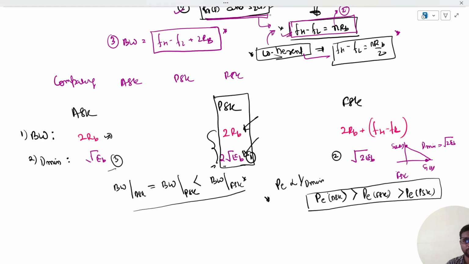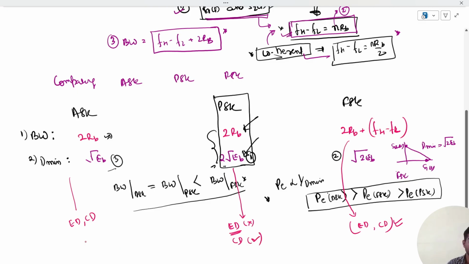PSK is generally used. Also, in ASK, we cannot demodulate using ED, so we use the coherent detector. Here, demodulation with ED is possible, with coherent detector is possible, and also in FSK, as in the case of FM, both ED and coherent detector can be used for demodulation. But only in PSK, ED cannot be used. This is affected by quadrature null effect.